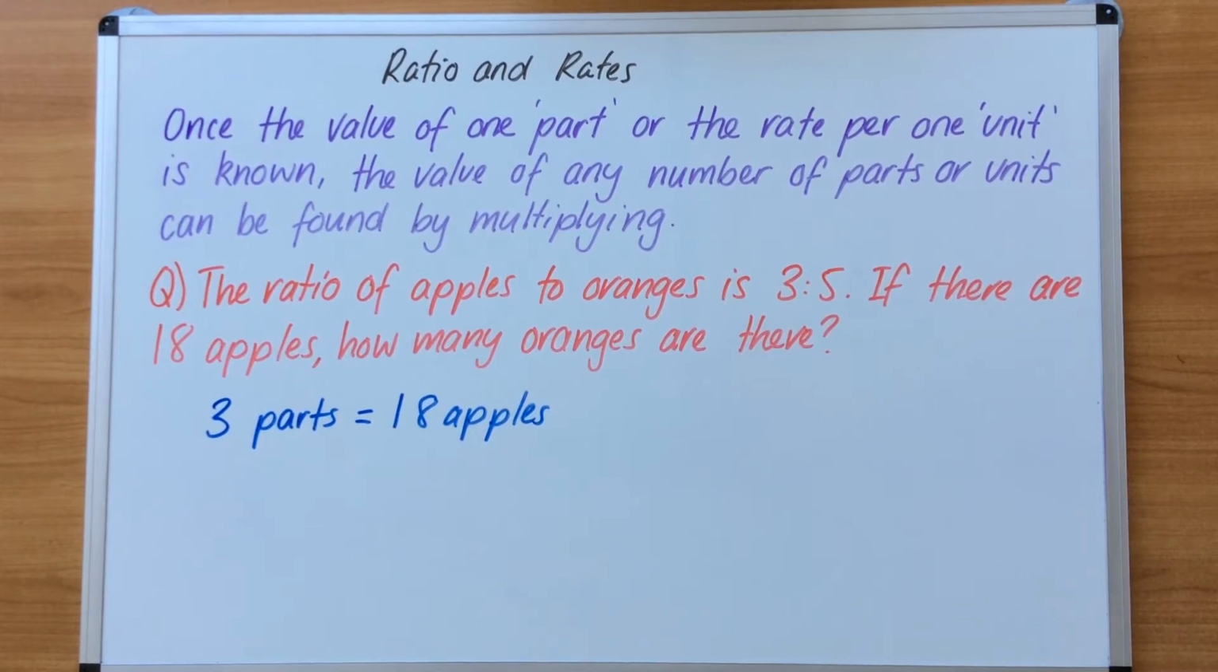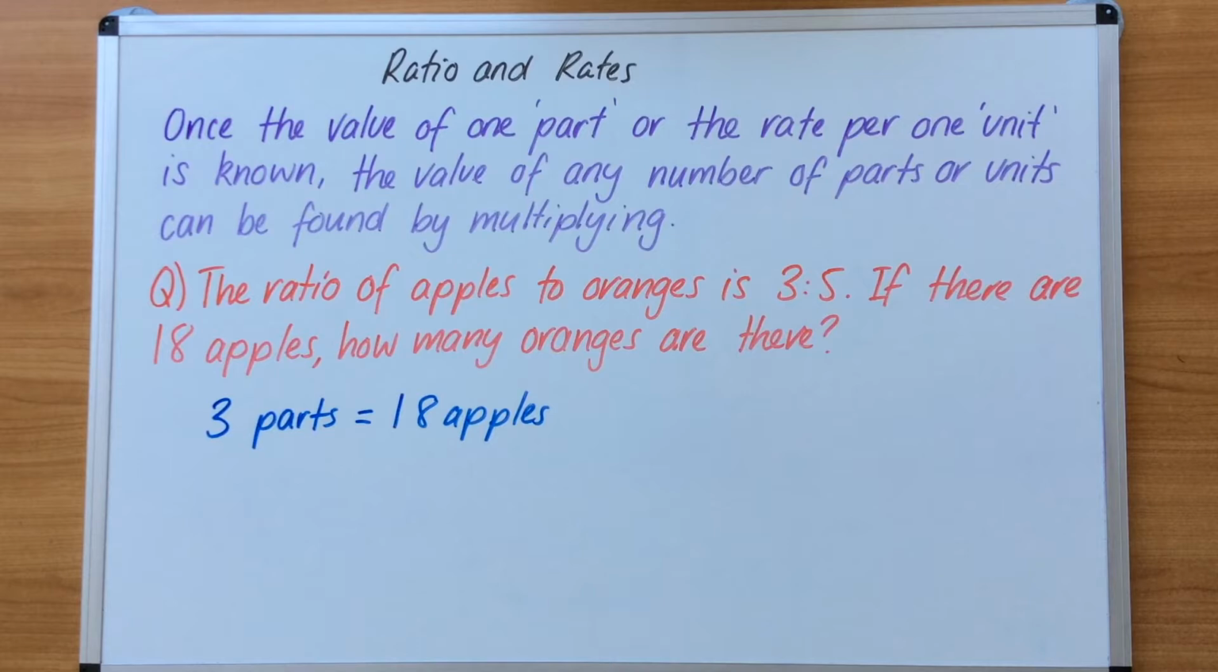So once the value of one part or the rate per 1 unit is known, the value of any number of parts or units can be found by multiplying. So we've been dividing our rates and our ratios to get down to 1 part or 1 unit. We're now going to do the opposite and multiply to figure out how much of an item there is. So let's look at this example here.